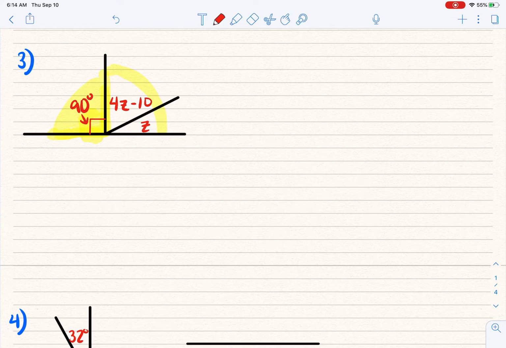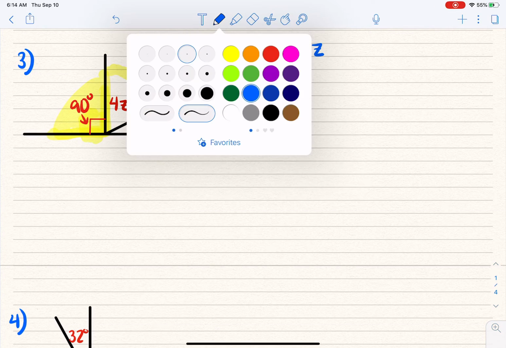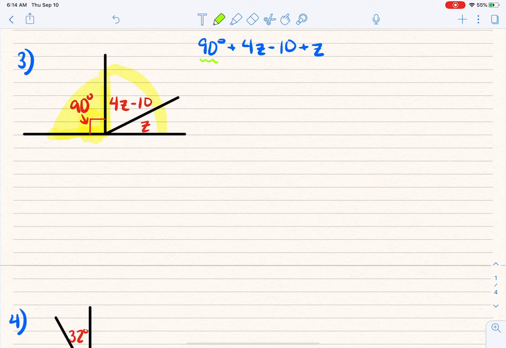So really, you could start this one out one of two ways. You could have either said 90 plus 4z minus 10 plus z. See, I've got 3 angles going on there. I've got one right here, one right here, and one right here. So I got the 90, the 4z minus 10, and the z. There's my 3 angles. And I would say that all of those add up to be 180. And I could say that it's because they are supplementary angles.